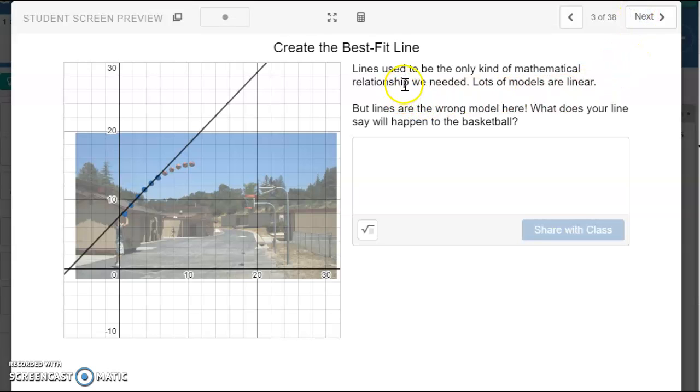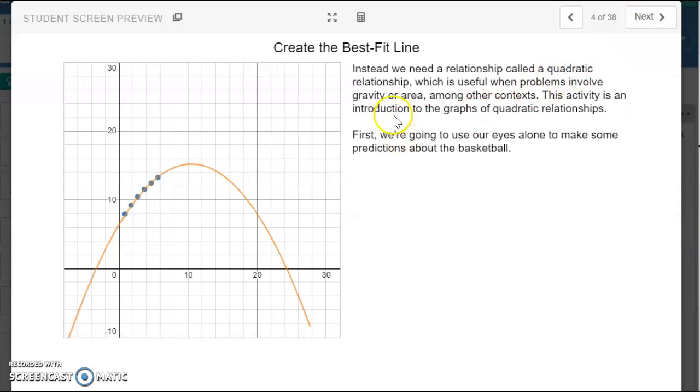Well, it turns out the lines used to be the only kind of mathematical relationship we needed. Lots of models are linear, but lines are wrong model here. What does your line say will happen to the basketball? What do you think? Okay, the basketball does not keep going up and up and up in that projectile, thrown direction. It actually curves down and eventually it will come down. Okay, so that's what I'll write. So instead we need a relationship called quadratic relationship.